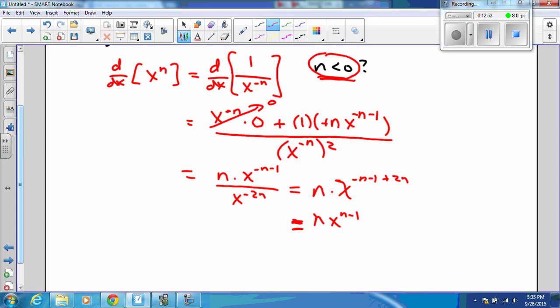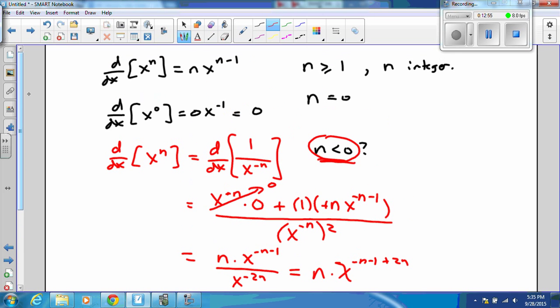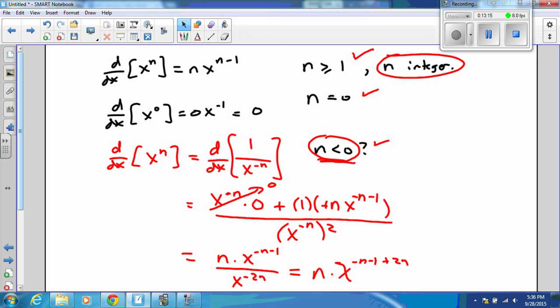So lo and behold, when n is less than 0, then the power rule holds as well. The upshot of this is that we have covered all possible cases. We've covered positive n, 0, and negative n, so that if n is an integer, the power rule holds. Obviously, there's some more territory. We have to consider fractional exponents.